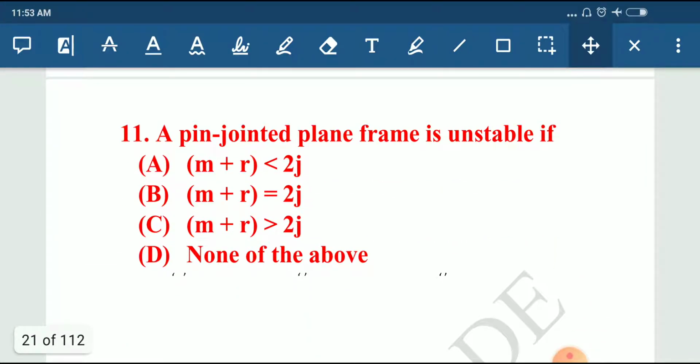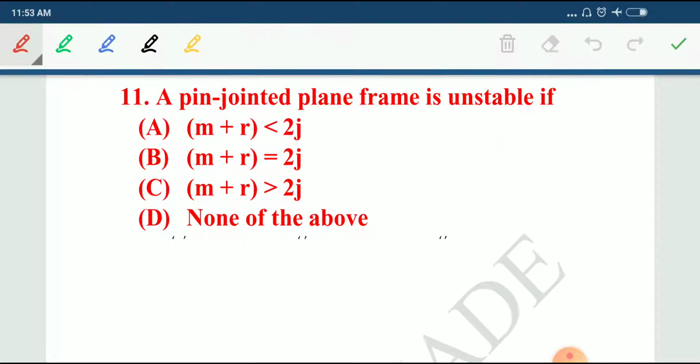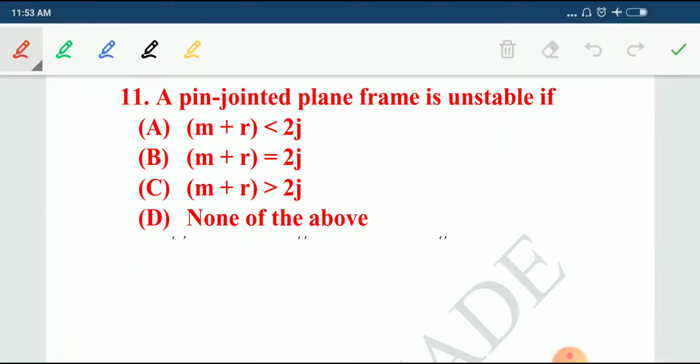A pin jointed plane frame is unstable. In the first question we already told this. When a pin jointed plane frame is said to be unstable, the options are m plus r is less than 2j, m plus r is equal to 2j, m plus r is greater than 2j, or none of the above. Definitely for the unstable case, A is the correct answer. If m plus r is less than 2j, then we say the structure is unstable.